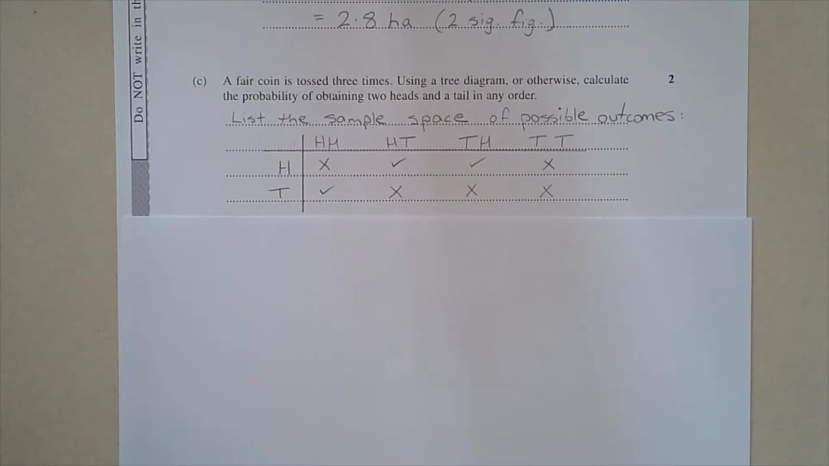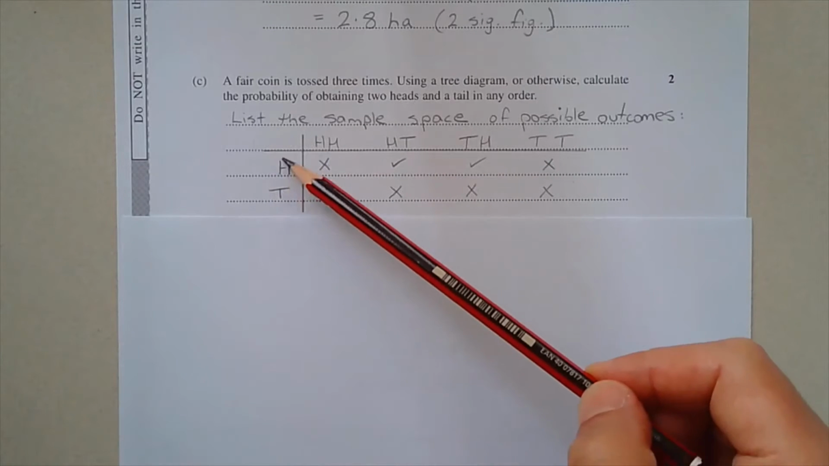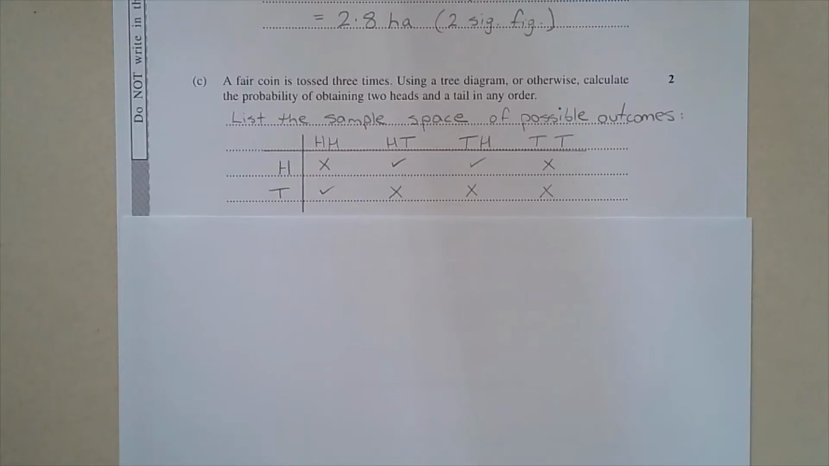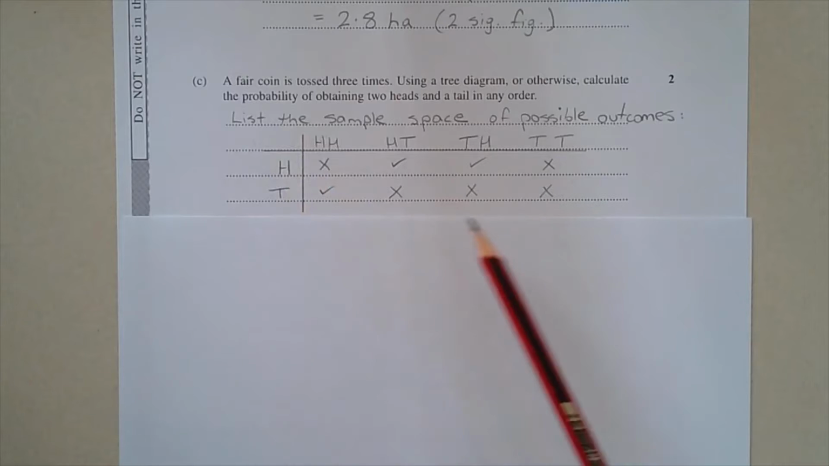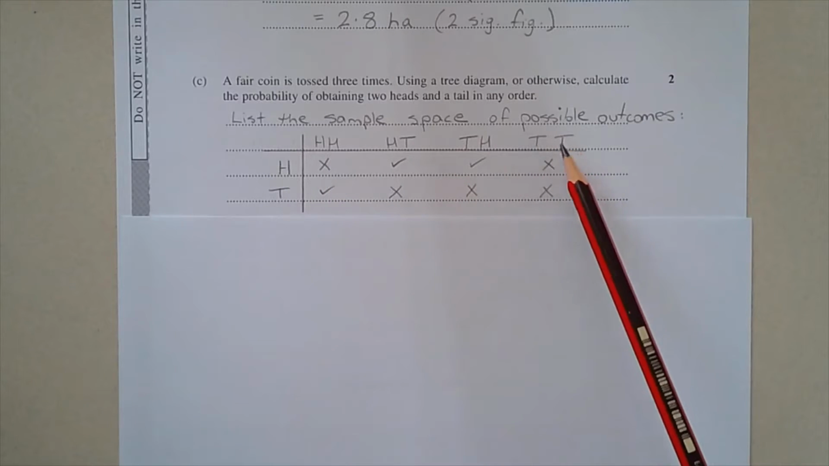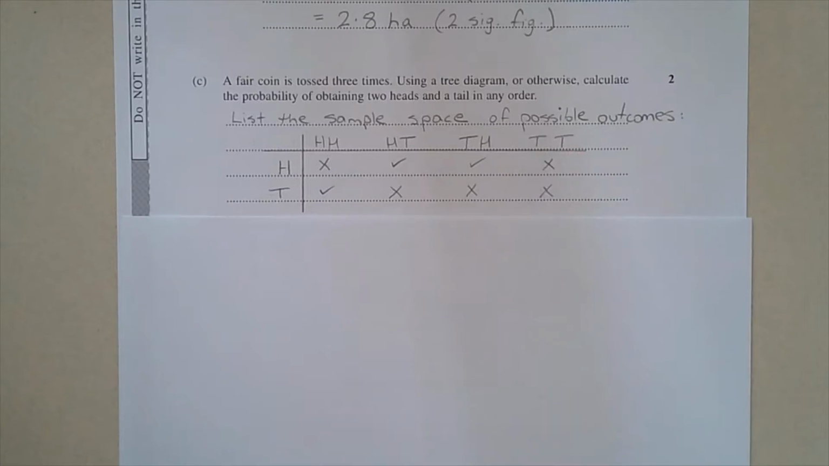So the fair coin is tossed 3 times. So the first 2 times is represented by the columns, and the third time, or the third toss, is represented by the rows. So we have heads, heads, heads. That's one of the possibilities, right through to tails, tails, tails. That's the 8th possibility. So there's 8 possible outcomes.